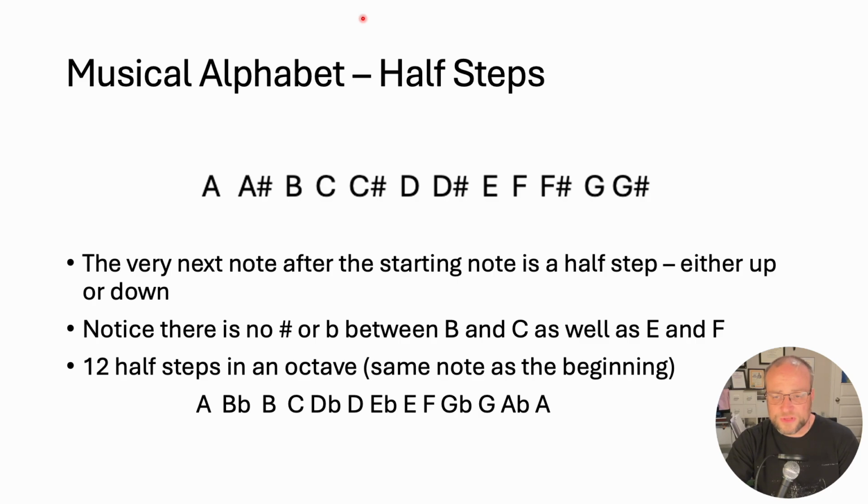The chromatic scale is literally every note going up or down the musical alphabet when you include the sharps and flats. Really, it has no beginning or end because you can start and end in the same place. They're all going up half steps.